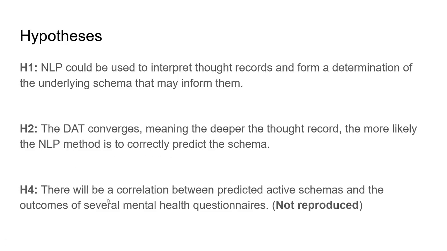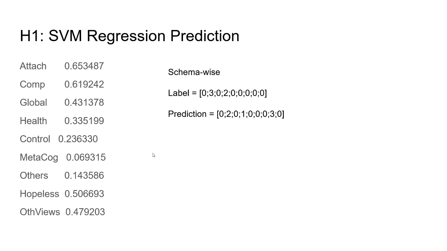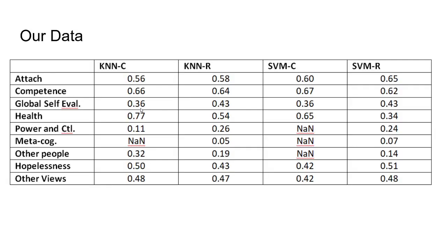And then the fourth hypothesis, I'm not going to go too much into it because we decided not to reproduce it, but it essentially correlates active schemas with various mental health questionnaires related to depression and anxiety. And so here are the results of our 4 models that we were able to get working: k-nearest neighbors classification and regression, and support vector machine classification and regression. And the numbers here are the average Spearman correlation across the schemas for this model.